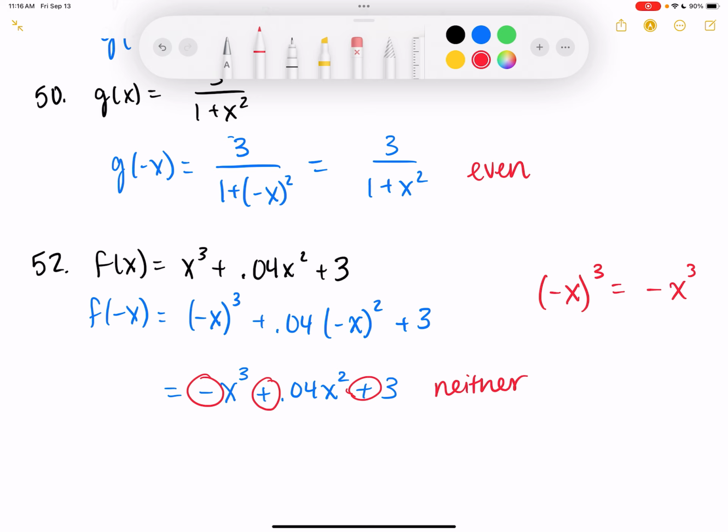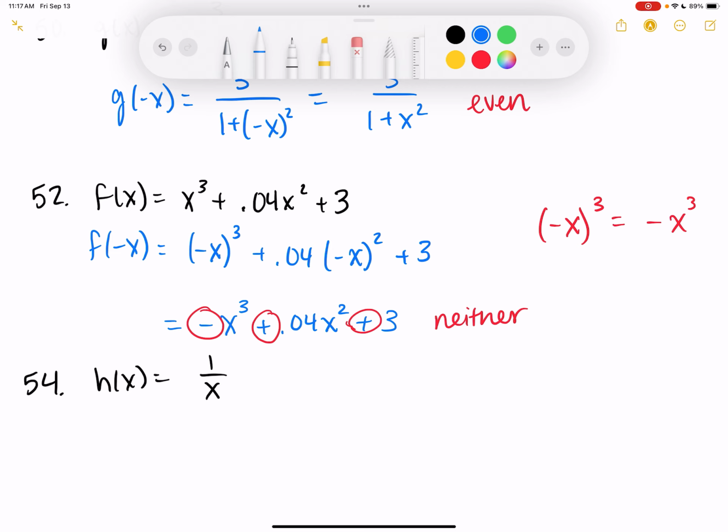So this one, the signs did not all change or all stay the same. So this one was neither. 54, h of x equals 1 over x. So when I plug it in, h of negative x is equal to 1 over negative x, which I can think about as negative 1 over x like that. So what is this one? Odd. So it started positive, ended negative, so it was different. So it is odd.